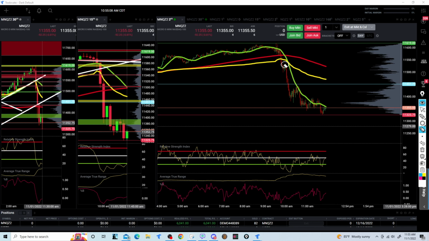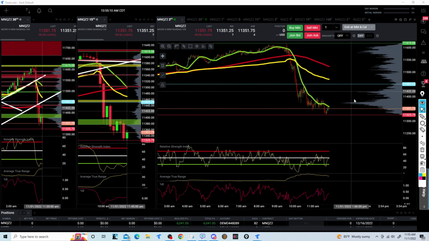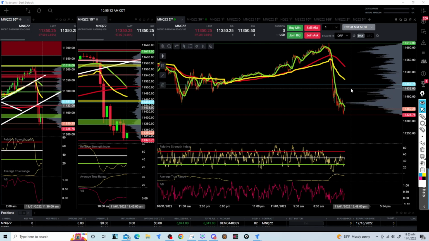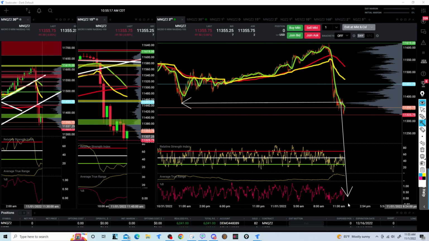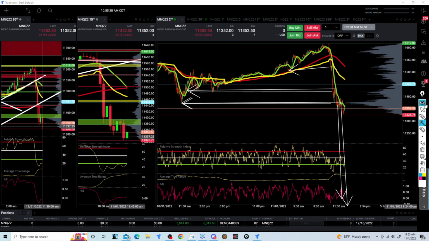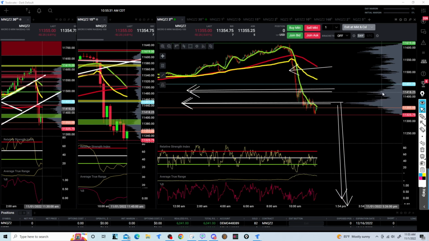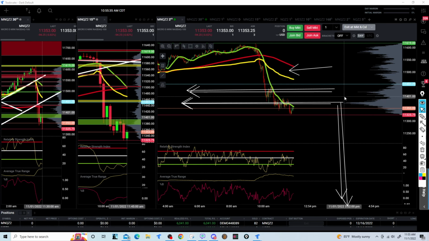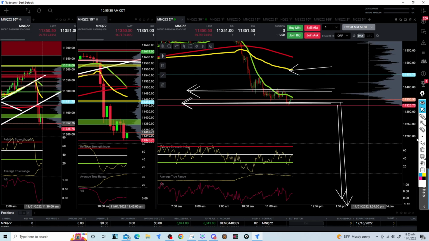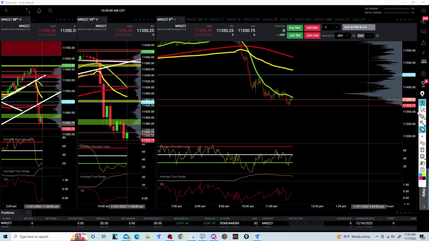Now, with that said, don't ever forget to look left. Don't ever forget your time. Don't ever forget to look left for possible areas where it could reverse. Notice in all those areas we just marked off, look at where price reacted. Start to identify your chart patterns, which will be in the boot camp.